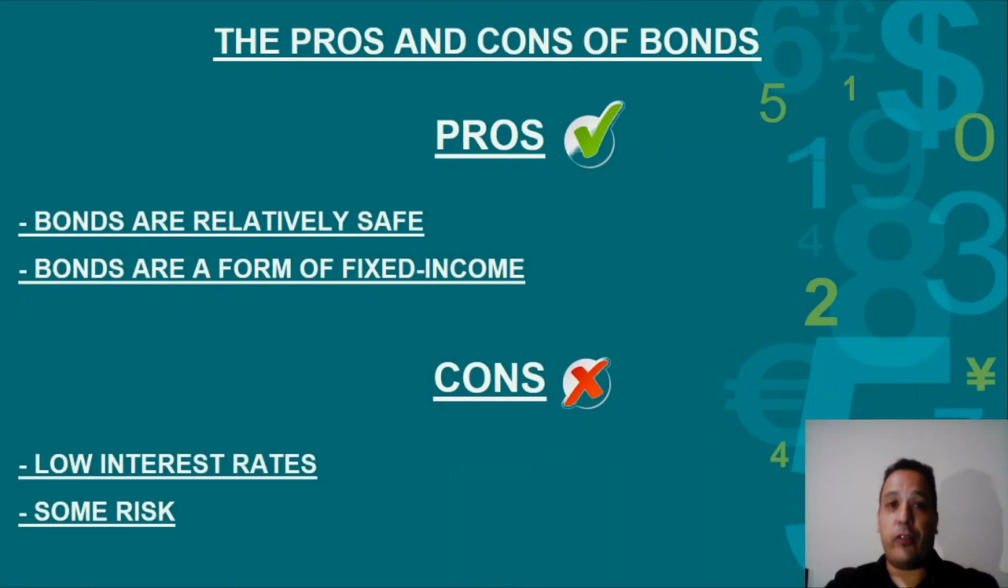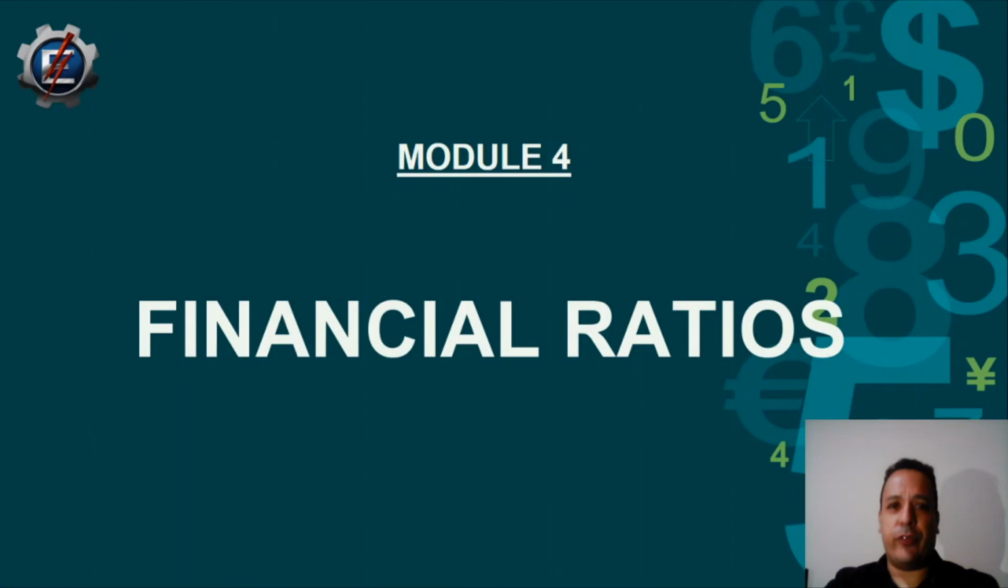Now, the pros and cons of bonds. Pros: bonds are relatively safe. Bonds are a form of fixed income. Cons: low interest rates. Some risks.